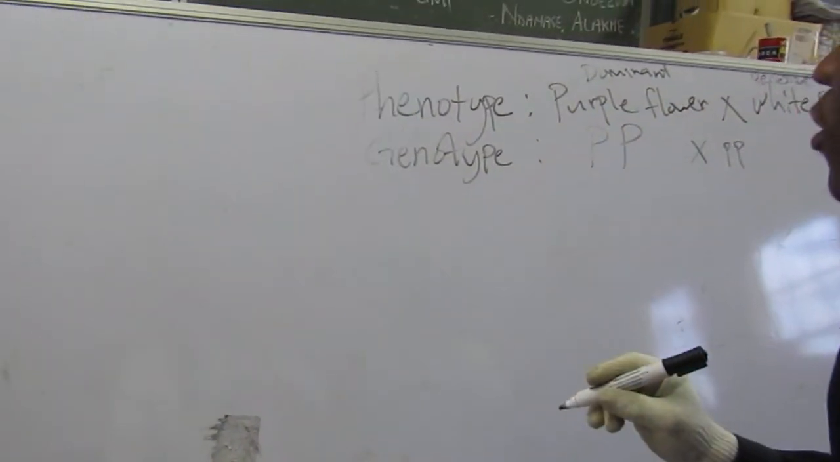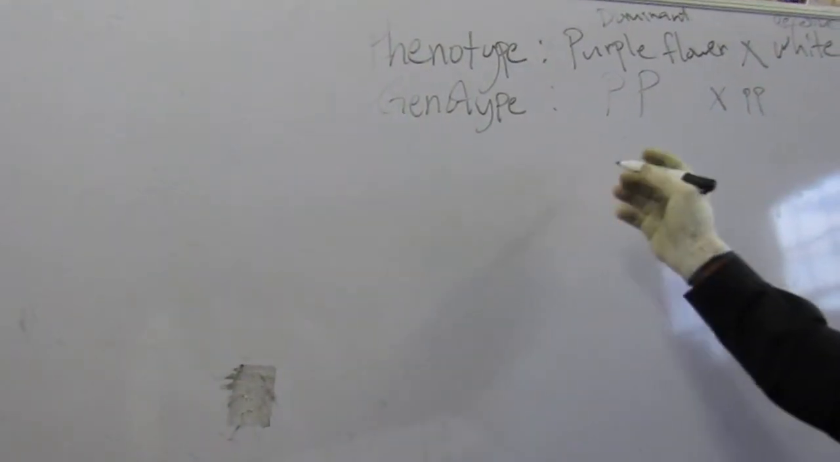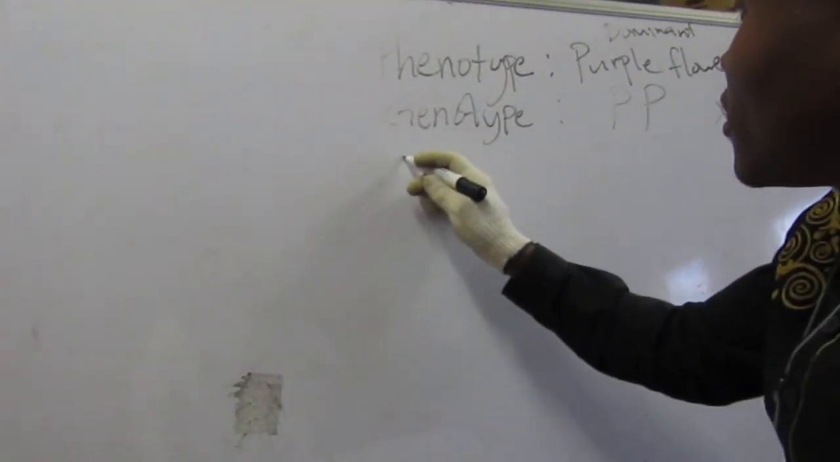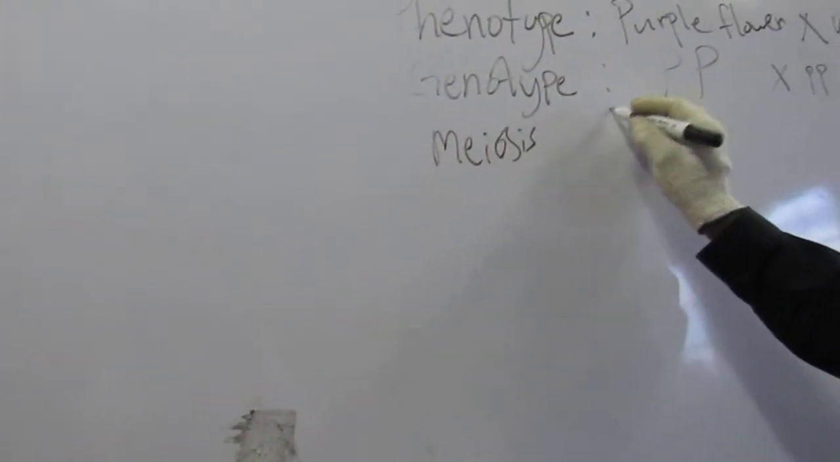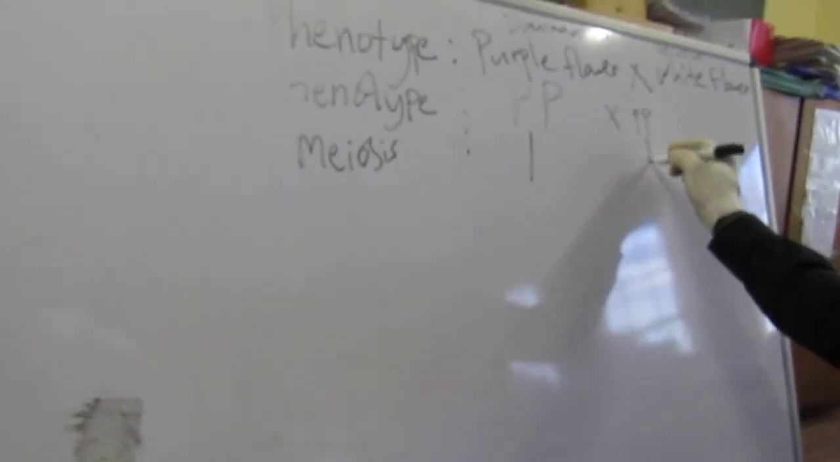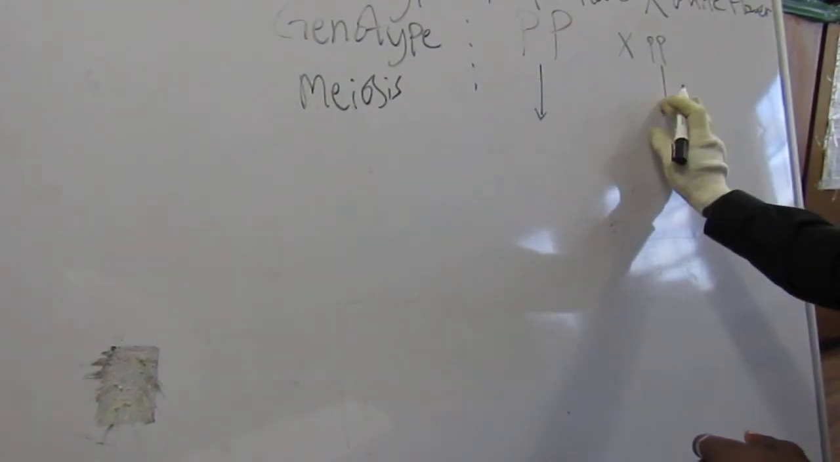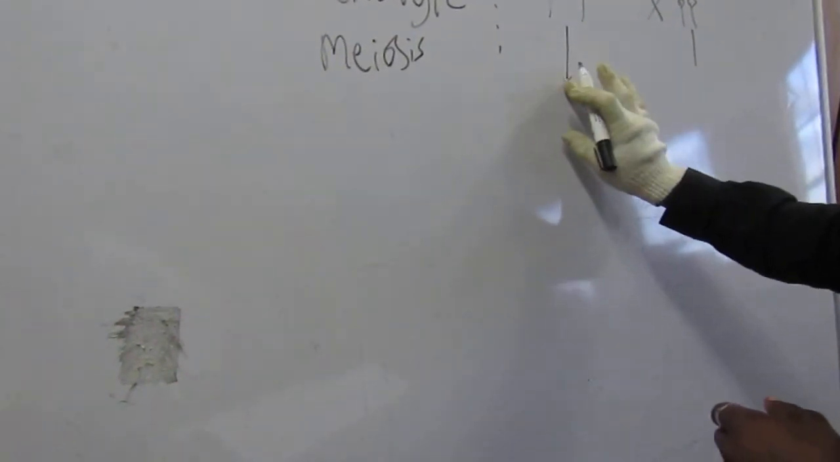After you have your genotype, you move to what we call meiosis. So here we have meiosis. This is how you do a meiosis. That is your meiosis. This is why we don't put arrows, we just leave it like that. After we have meiosis, we're going to get what we call gametes. We have gametes here.